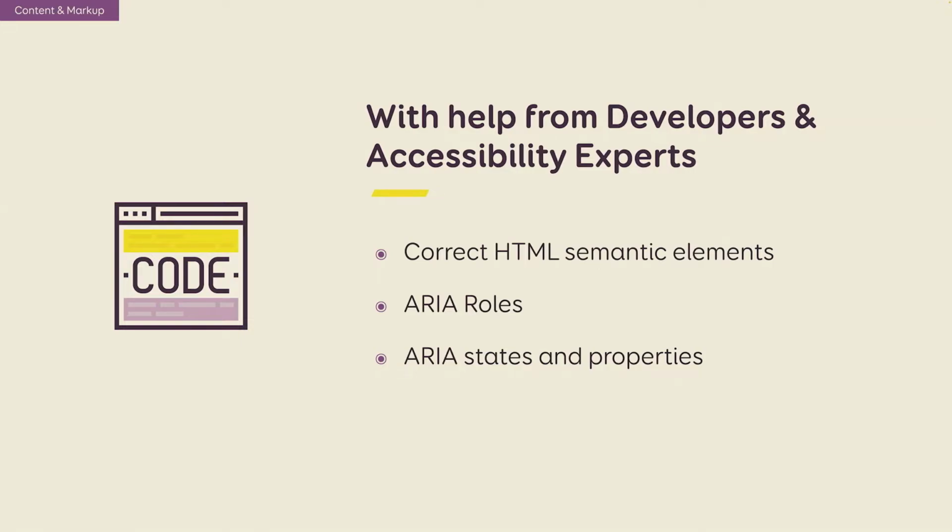You can go sometimes some step further if you start working with developers and accessibility experts directly. What you could document is, for instance, correct HTML semantics. Do we need a button? Do we need a href link? ARIA roles, ARIA states, ARIA properties. I won't enter in the details, but if you start talking to accessibility experts, they can help you with those.